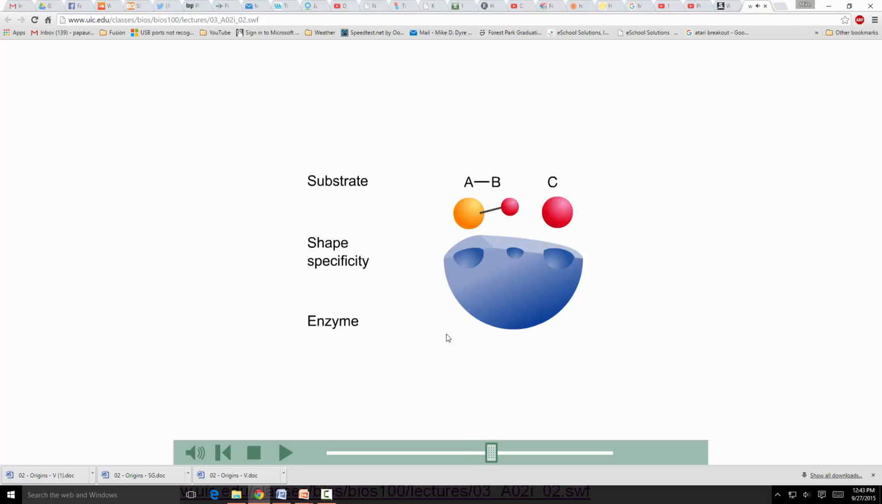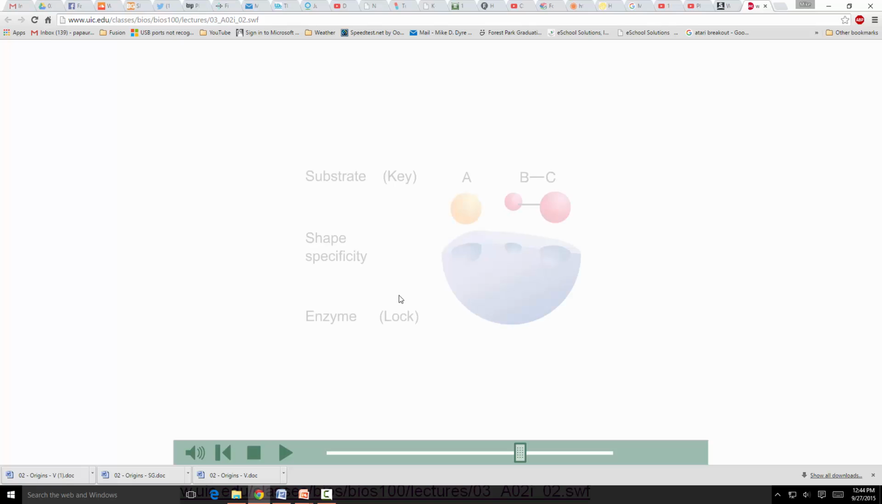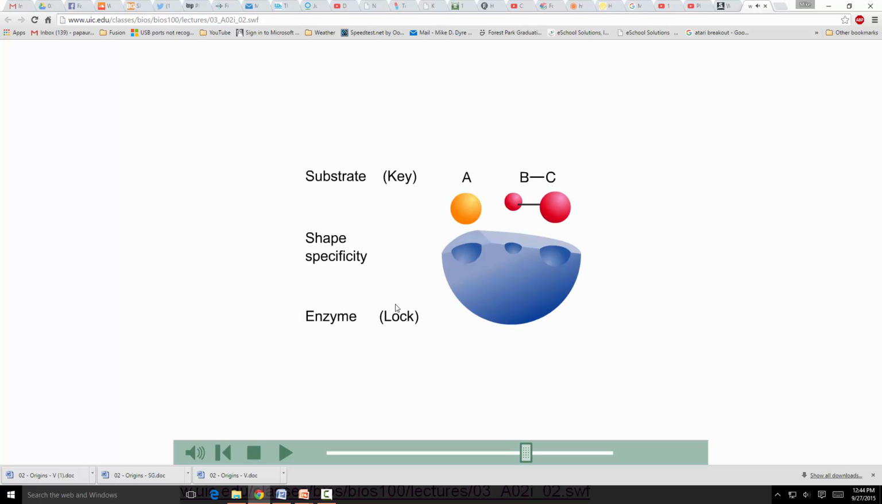Each enzyme is specific for only one reaction. For example, this enzyme could not catalyze a reaction between atom A and molecule BD. Again, it's a lock and key, very specific to very specific enzymes or substrates. The fit between an enzyme and its substrate is described by the lock and key model. The enzyme is the lock, and the substrate is the key. Only a specific substrate will fit the enzyme's active site.